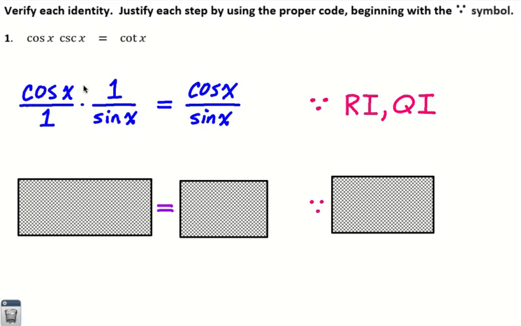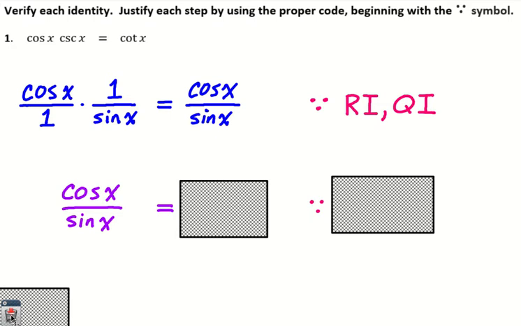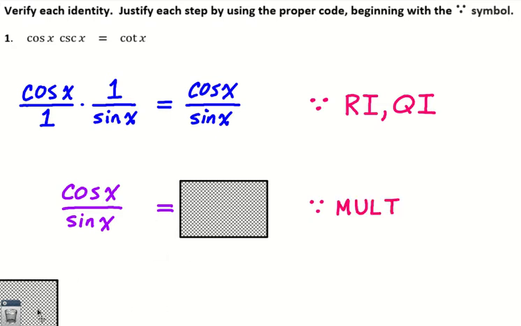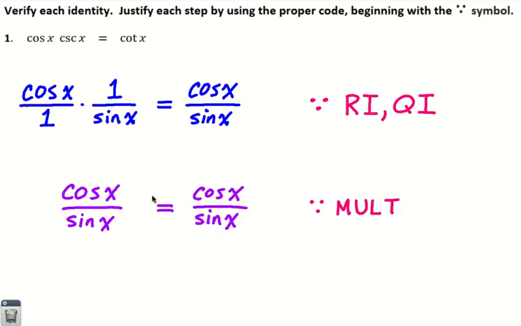From there, we're just going to look at the left side and multiply that together, and just like that, it exactly matches what the right side is, which means you're done.